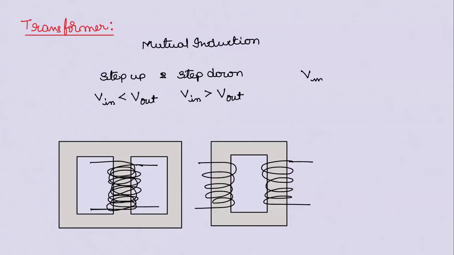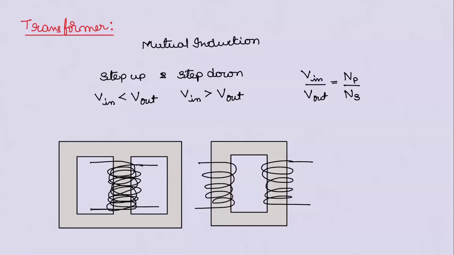V in by V out is equal to NP by NS. What is this? P means primary, S means secondary. Generally, input will be given to primary only, right? Output will be secondary. So NP by NS. So in case of step-up transformer, number of turns in secondary will be more than number of turns in primary, and vice versa you can study.